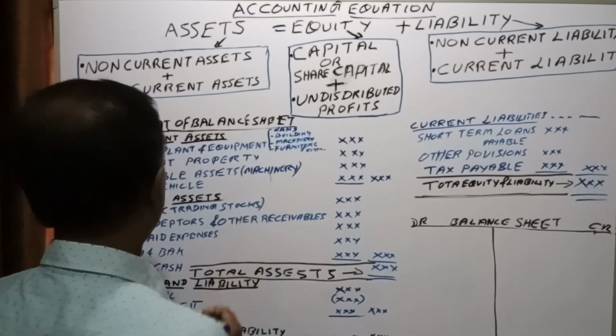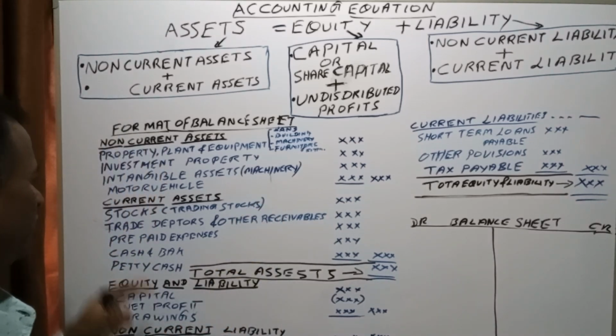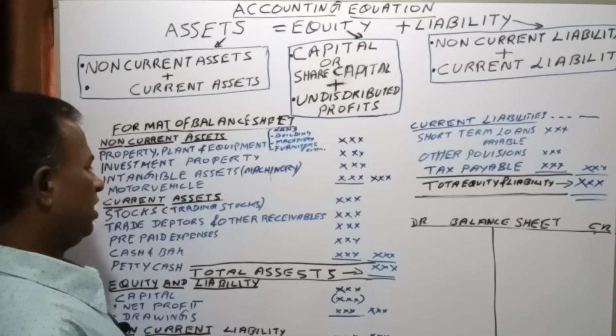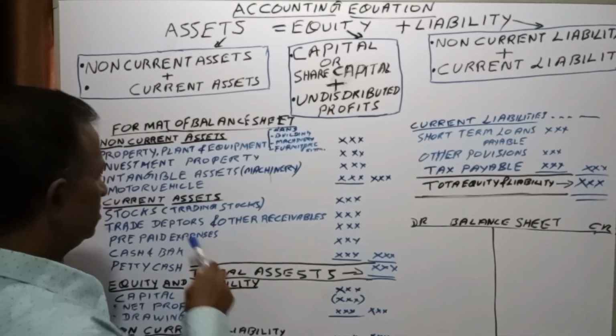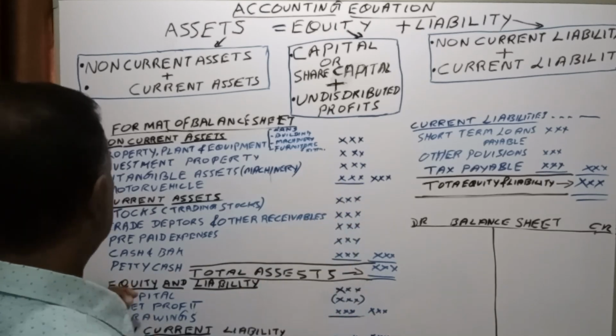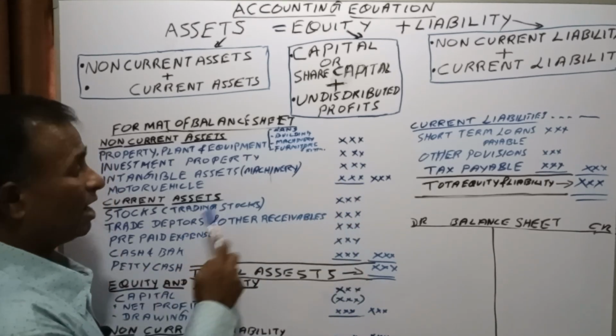We cannot say normally stock. No, flatly we cannot say stocks. We have to say trading stocks. Okay, trade debtors and other receivables.